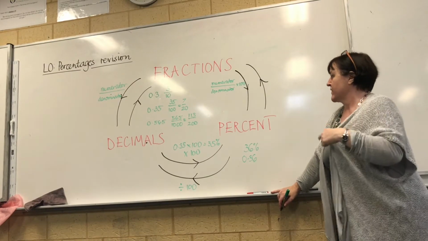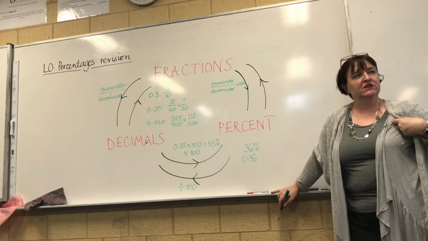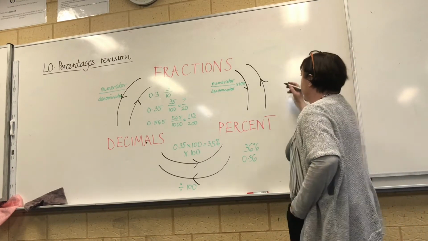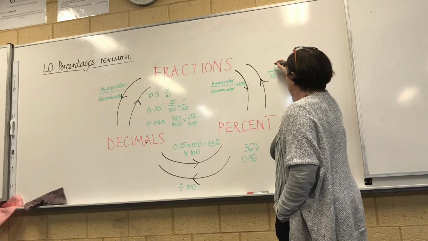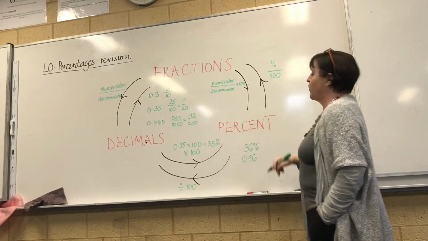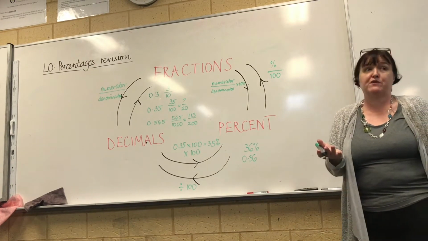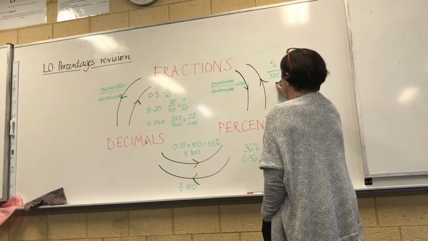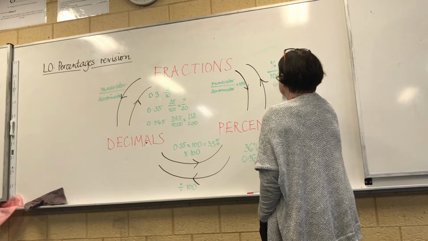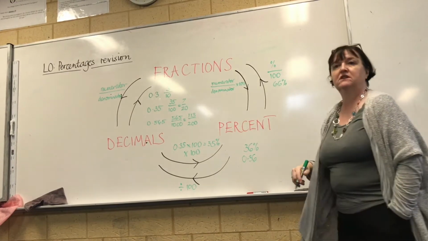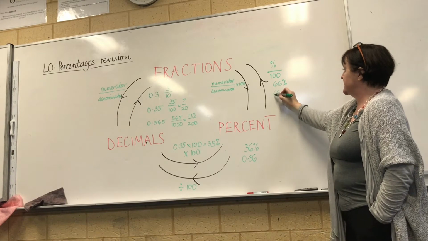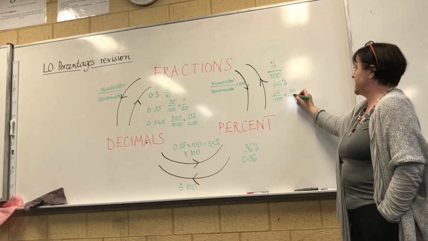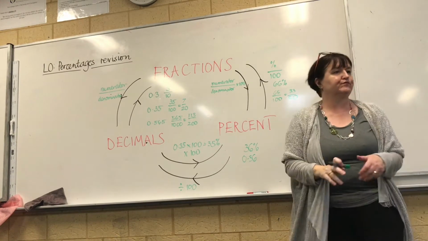Okay, and then a percentage to a fraction. Divide it by 100. Put it over 100. That's right. You would put the percentage over 100, and then, as always with fractions, what would you do? Simplify. That's right. So, say for instance you've got 66%. You would do 66 over 100 because it's over 100, and then simplify to 33 over 50.